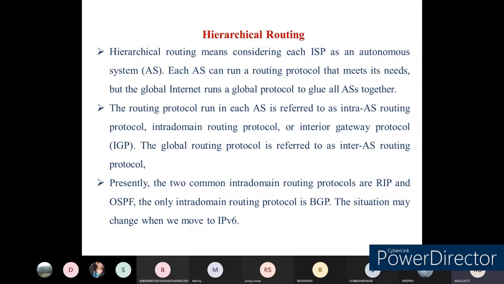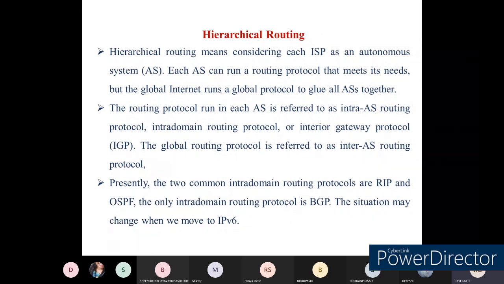Based upon the geographical location, the type of networking devices we are going to use, and the density of the network, we differentiate this internet structure and provide routing information based upon this hierarchical routing principle.